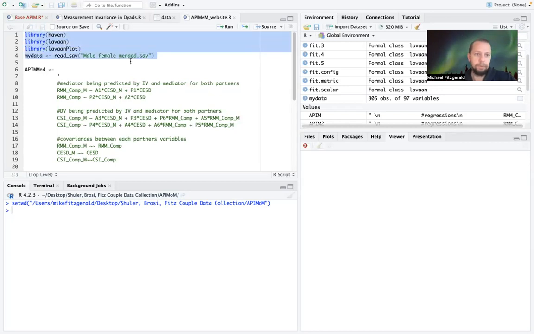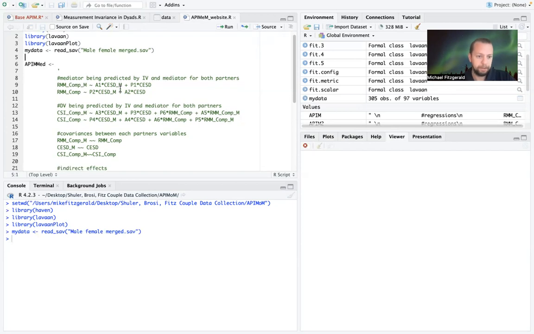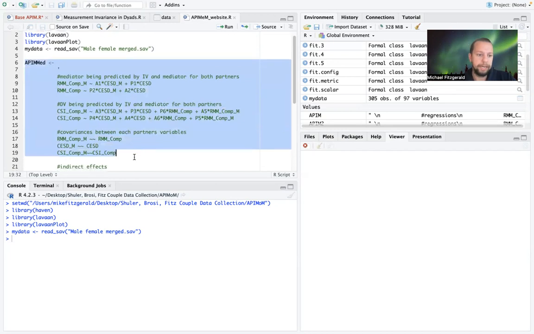The first thing we'll do is create our data object using the read_sav command that tells Haven to read in a .sav file, or an SPSS file. You can also do a .dta in Stata, or .dat in other formats that SAS can use. We will first run those to load the programs as well as the data object. And then we will move down to the APIM mediation model, which is right here.